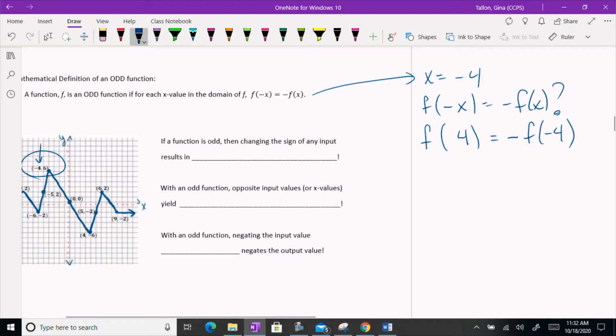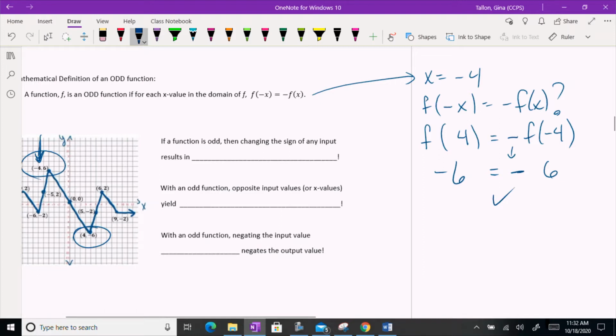Maybe it would be nicer if I just chose a positive value for my x, and then you could see it a little bit more clearly. But I'll do that in just a minute. So this gives me f of 4. I have to look at my graph, and I have to find f of 4. F of 4 is down here, and that gives me -6 is equal to, now I'm just going to copy that negative sign, and now I'm going to find f of -4. F of -4 is back over here in this point. F of -4 is 6. So -6 equals -6, and that is definitely true.